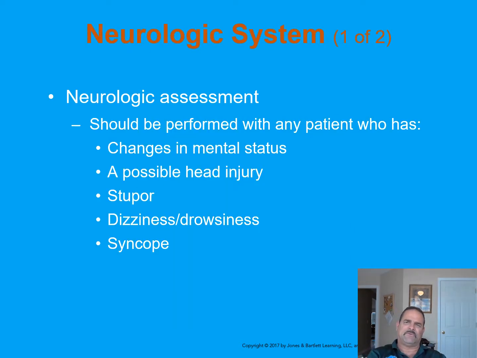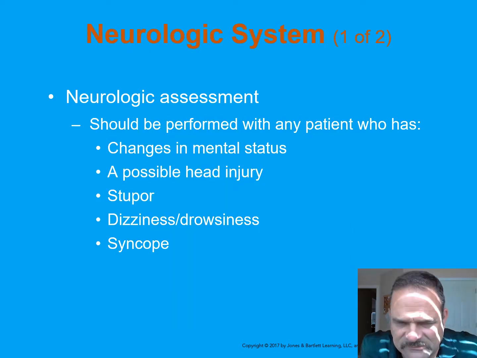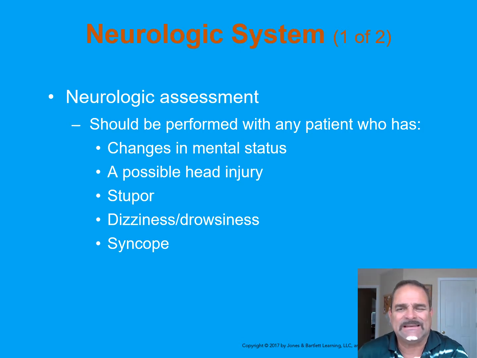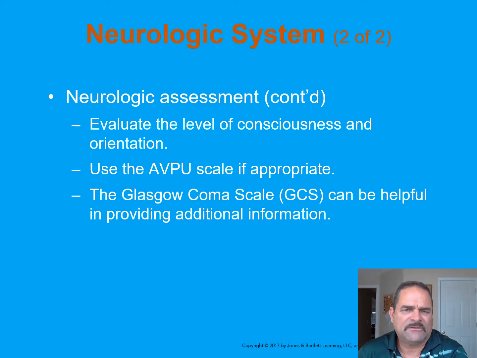Neurological assessment should be performed with any patient who has changes in mental status, possible head injury, or stupor. And stupor means just a confusion state, not quite with the program. Dizziness, drowsiness, or syncope. Syncope is passing out. Learn the words, medical terminology. Other neurological assessments evaluate the level of consciousness and orientation: person, place, time, and event. Use the AVPU scale if appropriate, and then use the Glasgow Coma Scale, which will be helpful in providing additional information that you'll relay to the hospital.